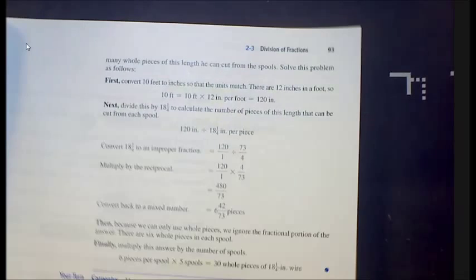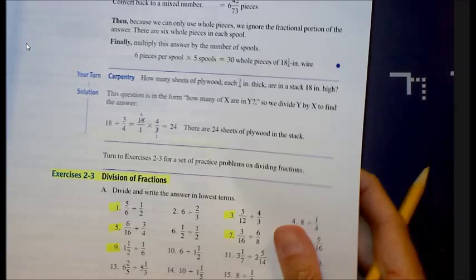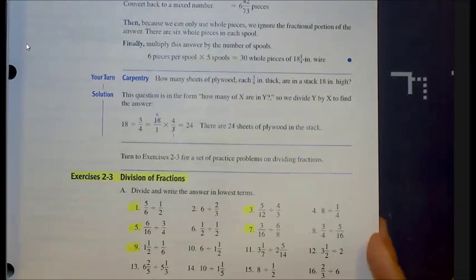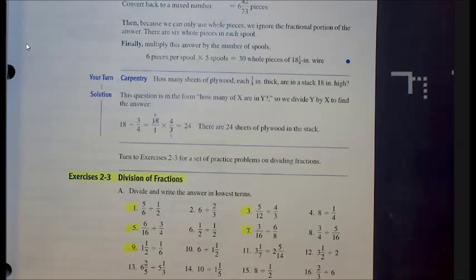Let's do a couple more practices. On page 93 at the bottom, exercises 2-3. Here's division of fractions. Let's do together numbers 1, 3, and 5, just to make sure we've got this process before moving on. So we're going to do 1, 3, and 5 together.